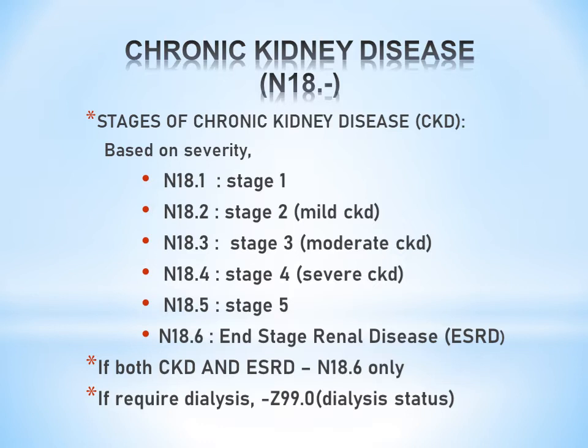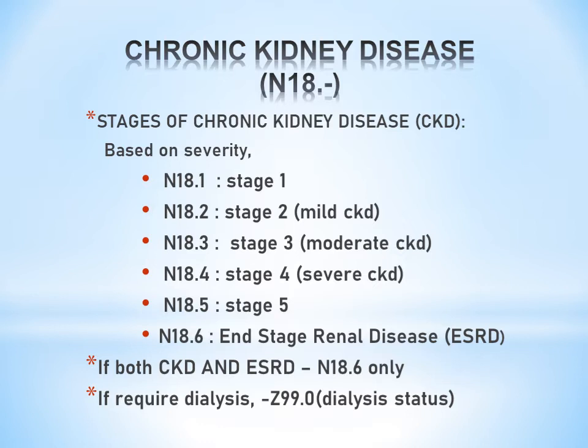First one is stages of chronic kidney disease or CKD. The stages are stage 1, stage 2, stage 3, stage 4 and stage 5. And the corresponding codes are N18.1 for stage 1, N18.2 for stage 2, N18.3 for stage 3, N18.4 for stage 4 and N18.5 for stage 5.